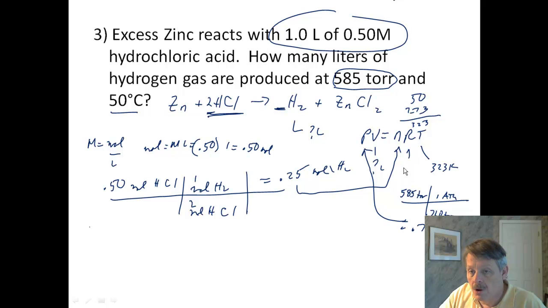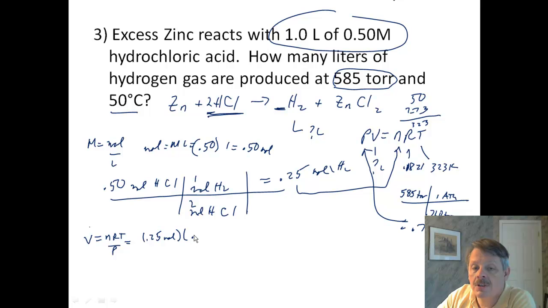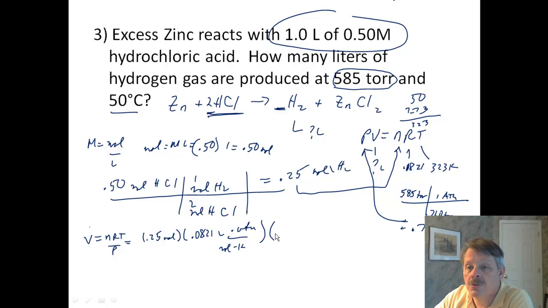I know my R, 0.0821. So I think I'm done. I think all I have to do is solve for volume. So volume is going to be equal to nRT over P. So the number of moles is 0.25. And my R constant is 0.0821 liters, atmospheres, per moles, Kelvin. And my temperature is 323 Kelvin.